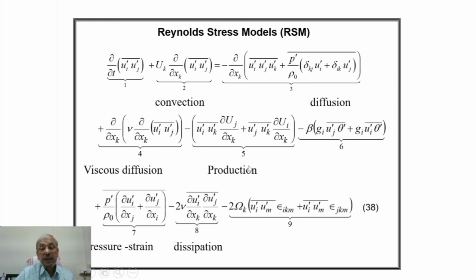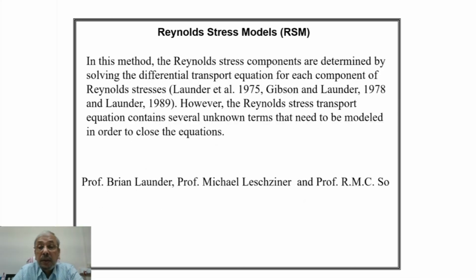Now you can see it's a really extremely complex calculation, and the significant development of Reynolds stress models were done by Launder. This is a JFM paper, 1975, sorry. This is Launder et al. 1975, Gibson and Launder 1978, and Launder 1989. These papers are landmark papers for Reynolds stress models.